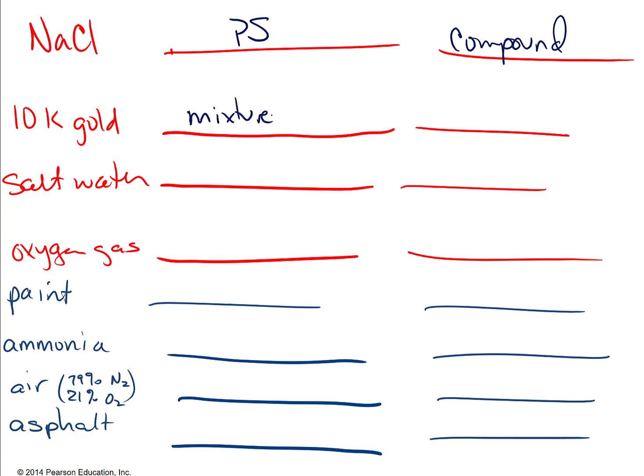But if you look at gold, does it look the same throughout? Yeah, so it is homogeneous. Salt water. It is a mixture. It's a mixture of salt and water. So if you took pure water, put a teaspoon of table salt, stir it up, does it dissolve? Yeah, so it is also homogeneous. Oxygen gas.